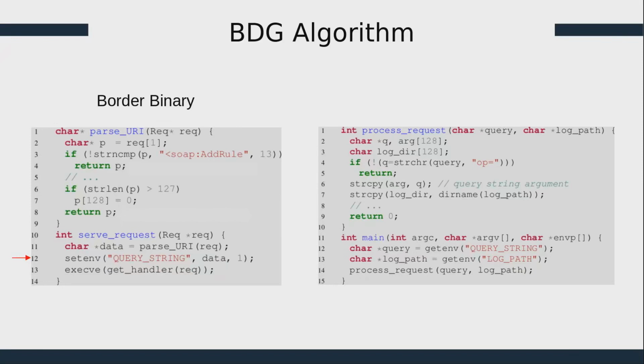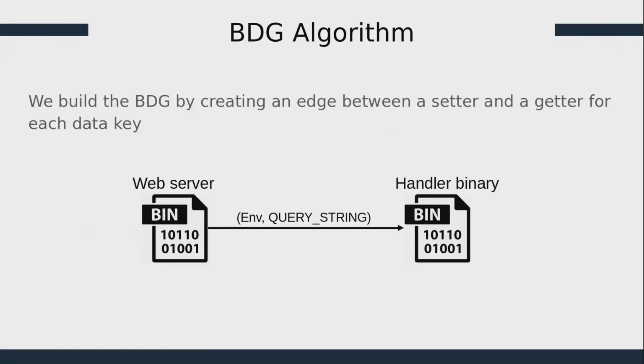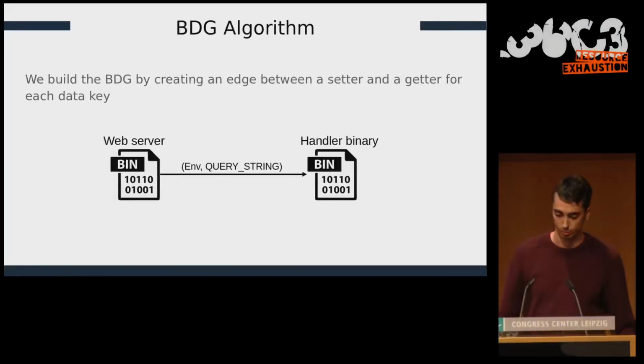At this point, the environment CPF will understand that tainted data is set to an environment variable, and will understand that this binary is indeed the setter binary that uses the environment. Then we retrieve the data key query string, and we search within the firmware sample all the other binaries that rely on the same data key. And you will find that this binary relies on the same data key, and we schedule this for further analysis. After this algorithm, we build the BDG by creating edges between setters and getters for each data key.